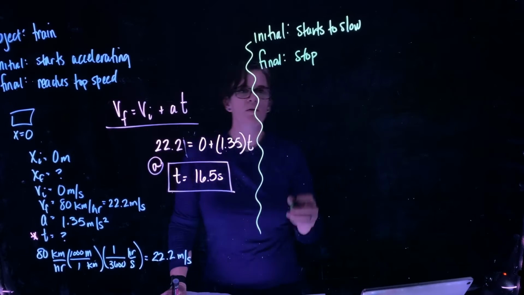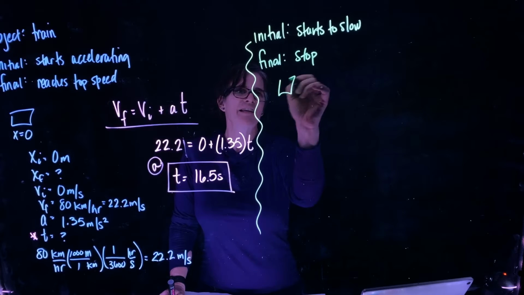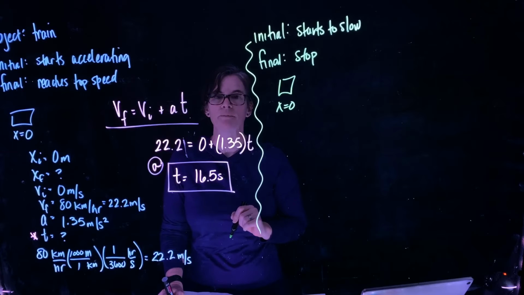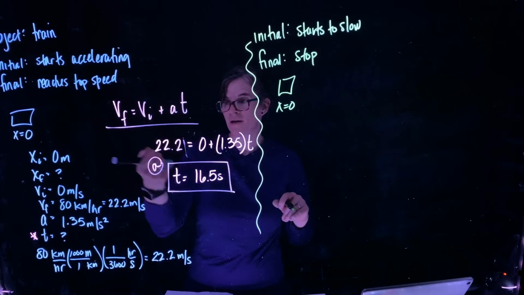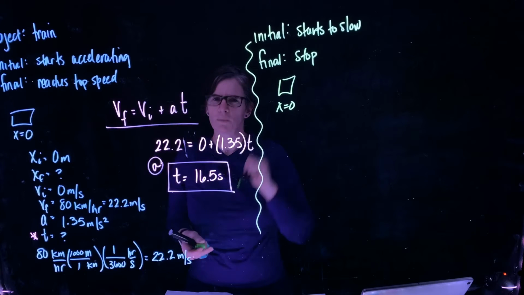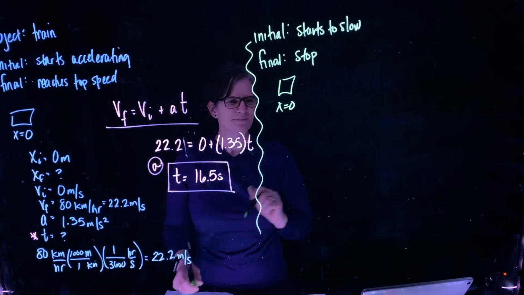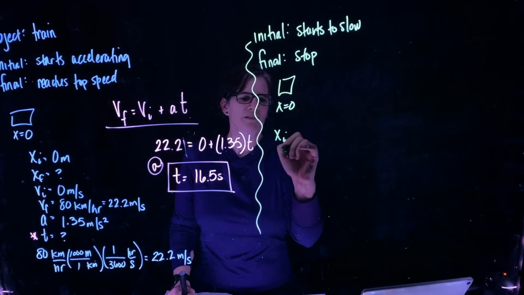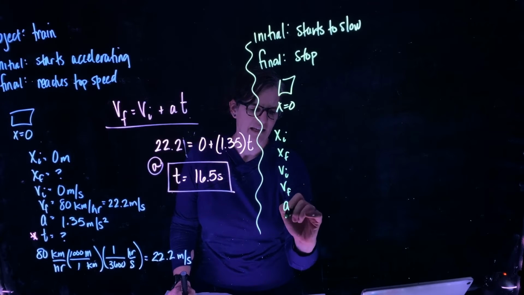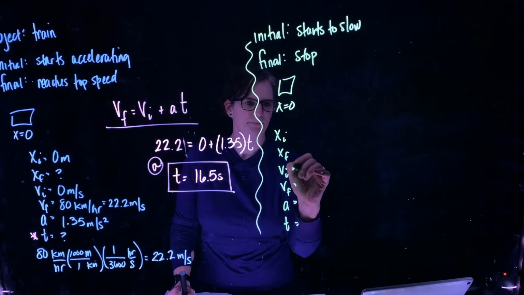All right, so let's say it's starting. We're going to change our origin back to that when it starts to slow down. It's way down the track from where we were, but we're just sort of interested in how long it takes. So we're starting this problem over. We can identify a new origin. So x initial, x final, v initial, v final, acceleration, and time.